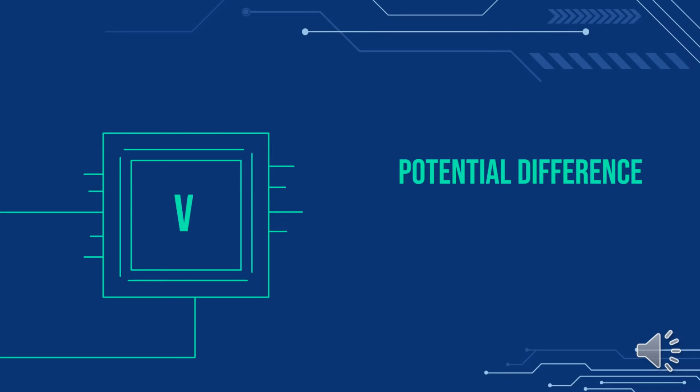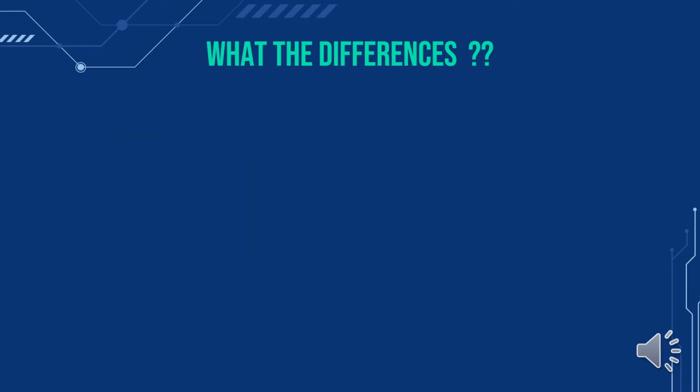Okay, let's recap what is potential difference. We call it V. It is defined as work done to move 1 coulomb passes between 2 points. And the unit is also the same as electromotive force, which is volt. Yes, electromotive force and potential difference are almost the same. So now let's see what the difference between them is.